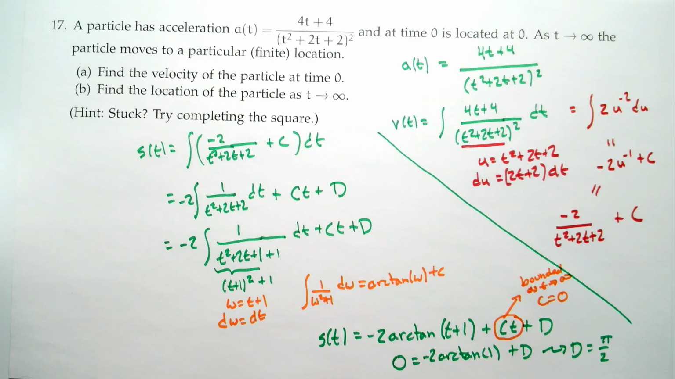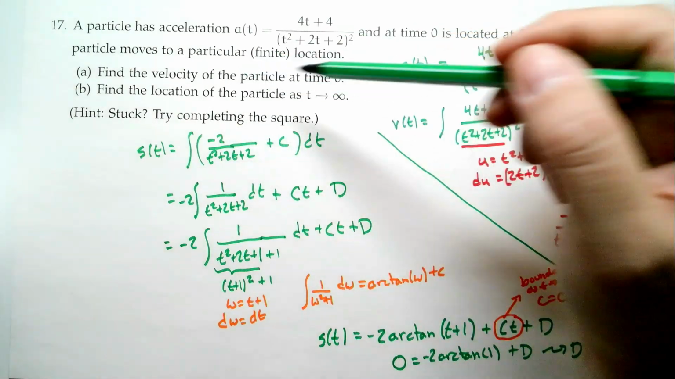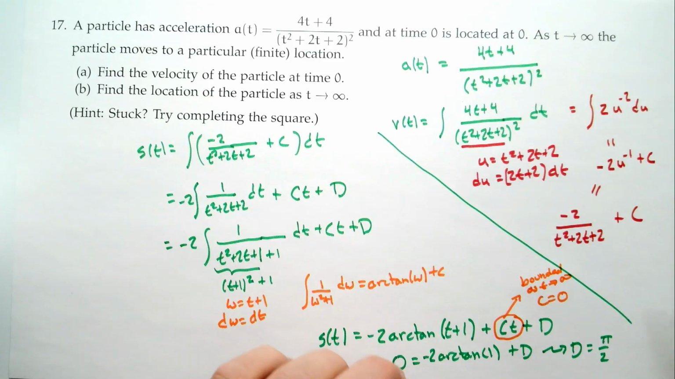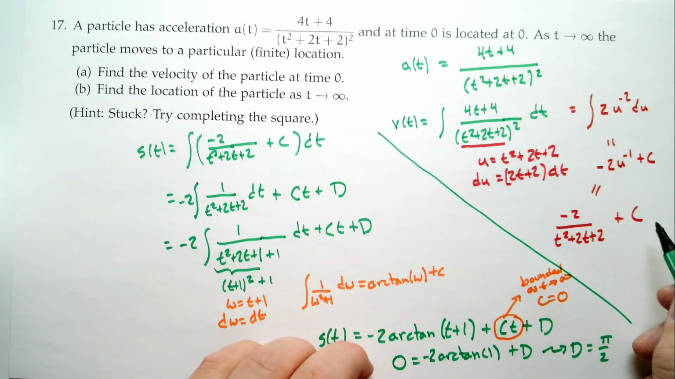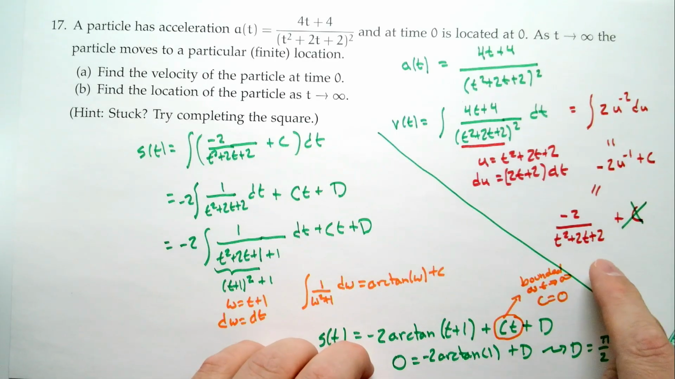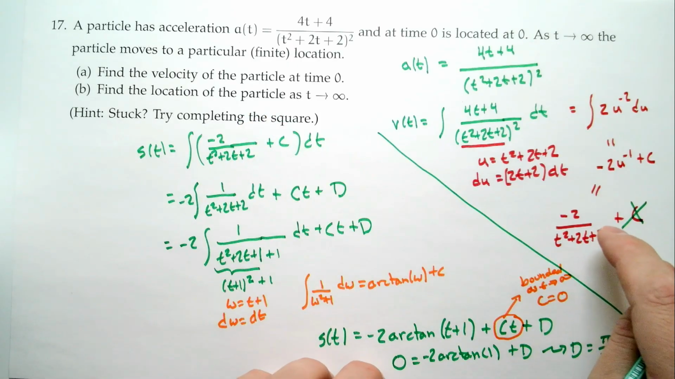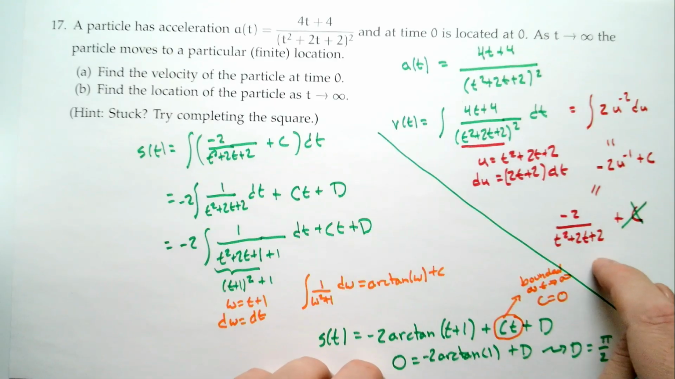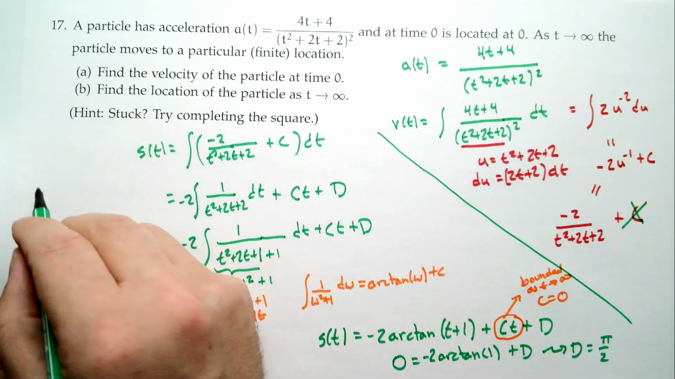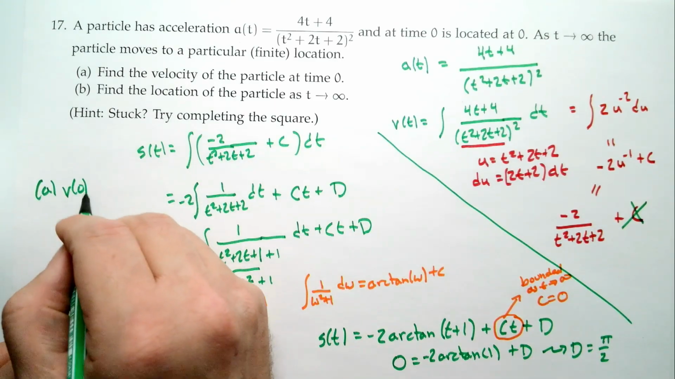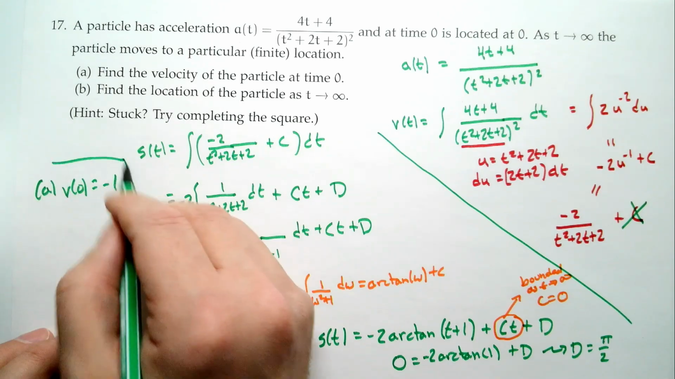And with that, we can answer some of our questions. So for instance, we can go back and say, what's the velocity of the particle at time 0? Well, see, this is our velocity. We just figured out that c is 0. So here's our velocity function. And if we plug in 0, what do we get? Well, negative 2 over 2, so v of 0 is negative 1.